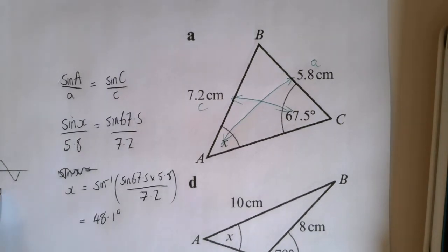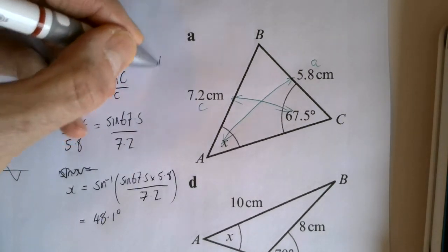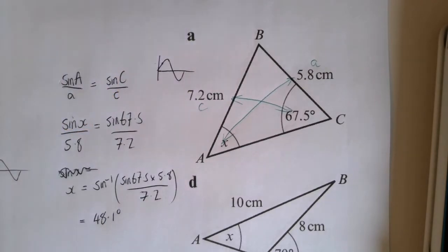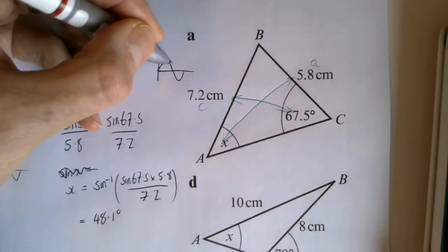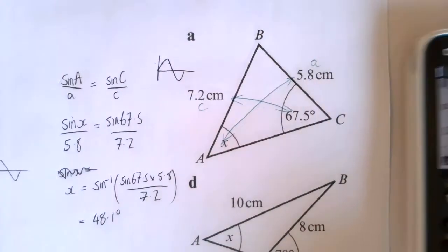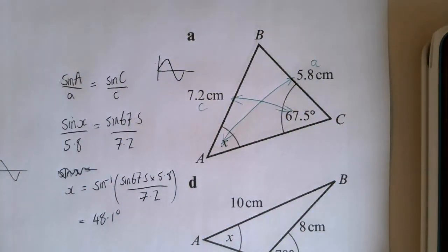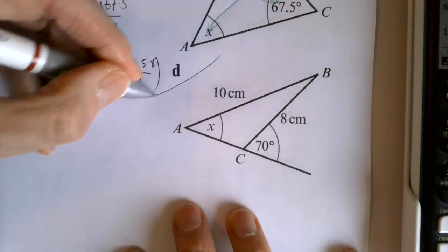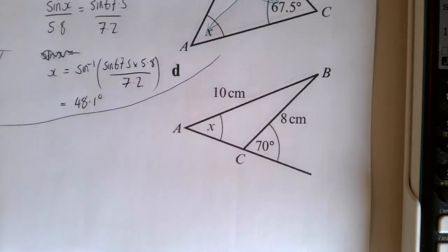Oh sorry, I've just realised I was drawing a sine curve here and you couldn't see it, so there you go. That's the angle I found, 48.1. So there's another angle, 180 minus that, with the same sine. But that 131.9 is too big because I've got 67.5. Okay, have a go at that question there. I haven't left myself any space to work it out, but pause and have a go at that one.